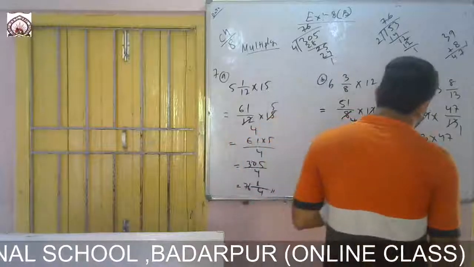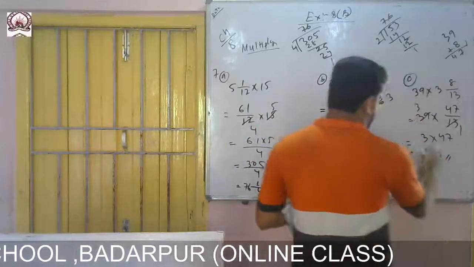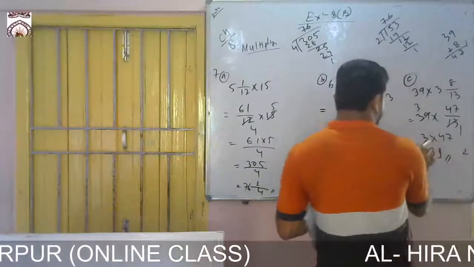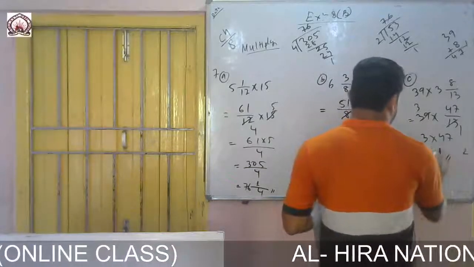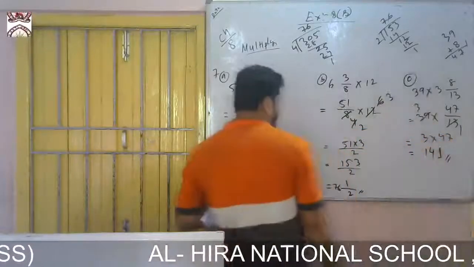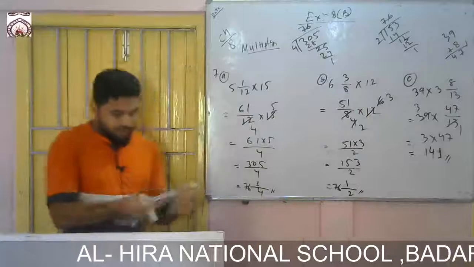Sorry. 3 4 are 12 and 3 7 are 21. Remain 2. 3 4 are 12, 13, 14. It will be what? 1 4 1. Correct it. 1 4 1.